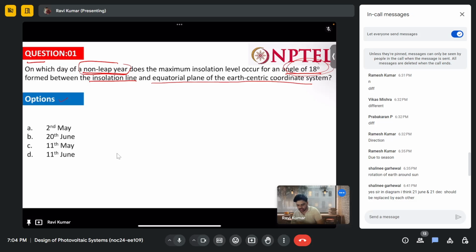Okay, I'll tell you one thing. I'll draw for you. If this is our earth, so this is the earth-centric equatorial plane. We can draw a line as well. And let's say this is the sun, and this is our insolation line. This is our insolation line, this is the equatorial plane, and this is the angle.